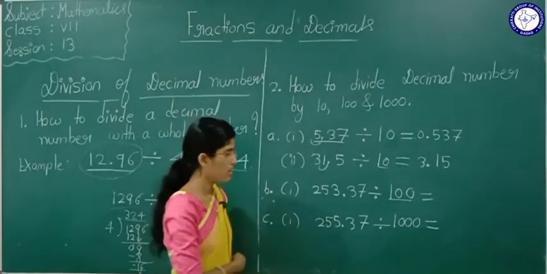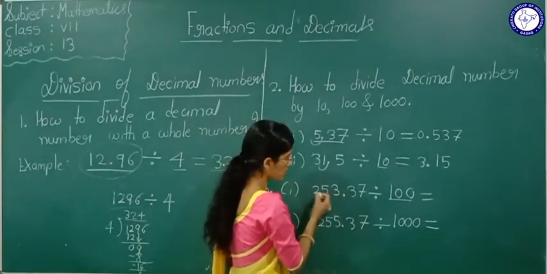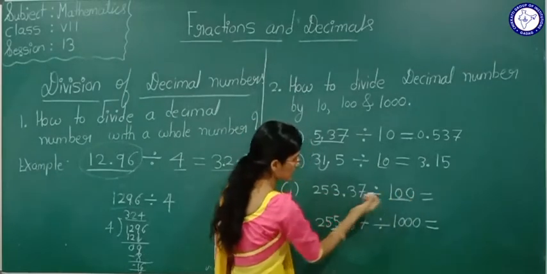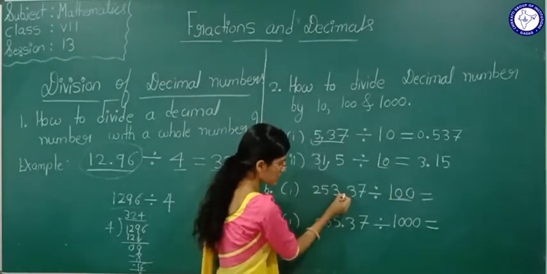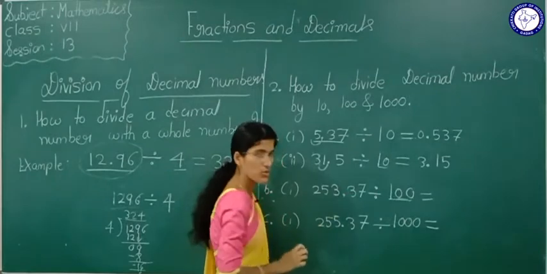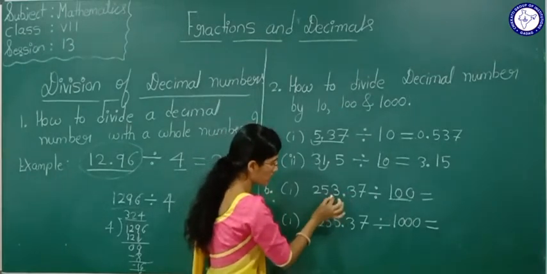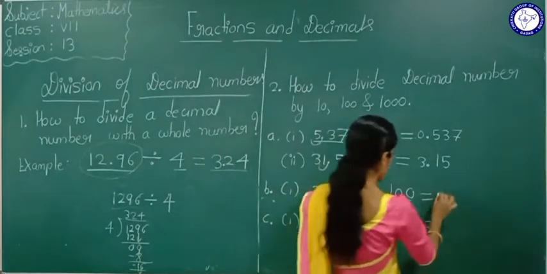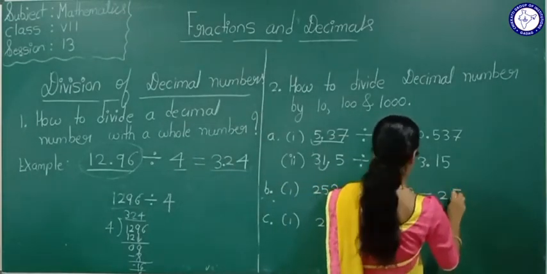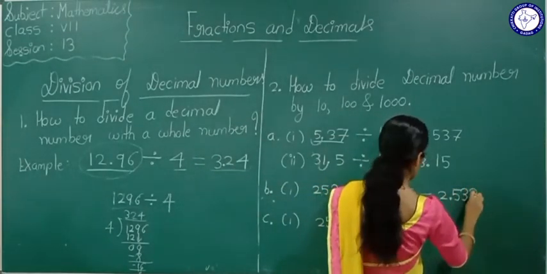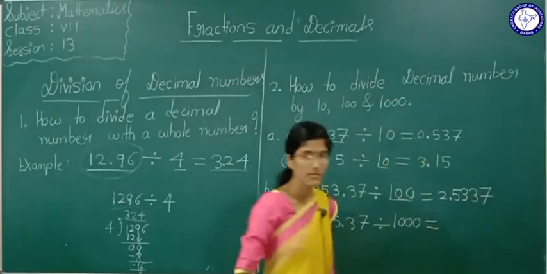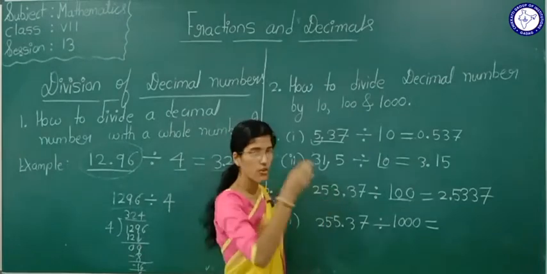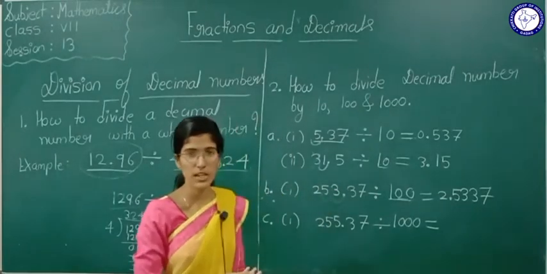Okay, left. Now see, 253.37 divided by 100 is there. Here two zeros are there, right? So shift this decimal point to the left by 2 places. See here 1 2. So what it will become? 2.5337. Okay, so instead of going for division method we can do this directly.